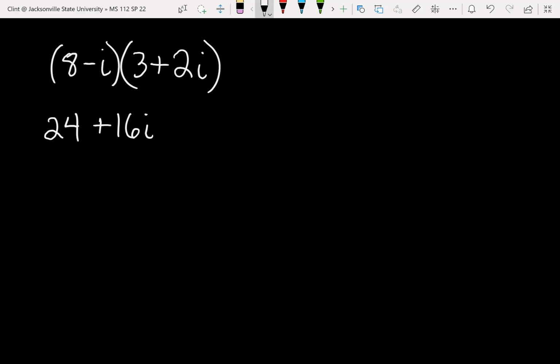If we do the inner terms, -I times 3 is -3I. Then when we do the last terms, we have -I times 2I. So we get -2I squared. And then hopefully that makes us feel uncomfortable that we have an I squared there. We gotta remember I squared is -1.